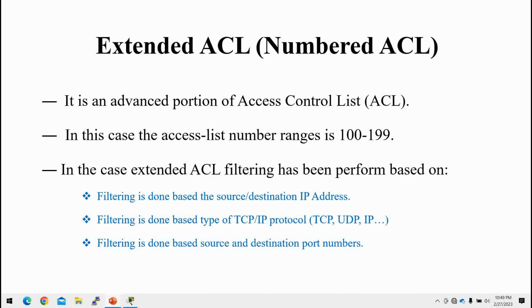And another one, filtering is also done based on what? Protocols. So TCP, IP, or like TCP, UDP, IP and other ICMP. We have to consider those things also. And another one, filtering is done based on source and destination port numbers. Based on the port number, we have to consider those things. So when we apply these access control list mechanisms, we have to consider those things.